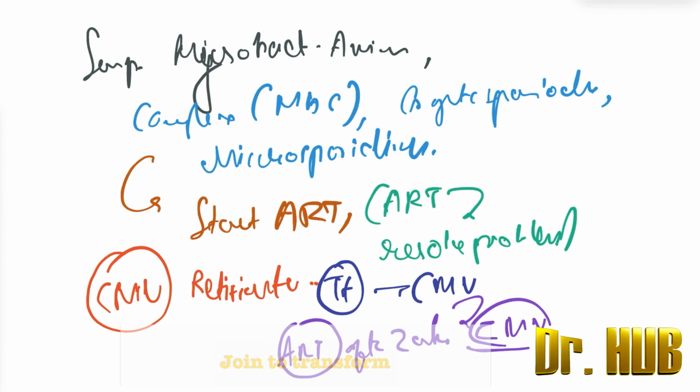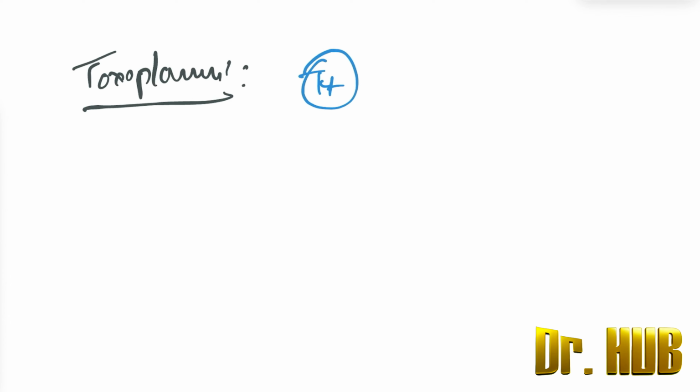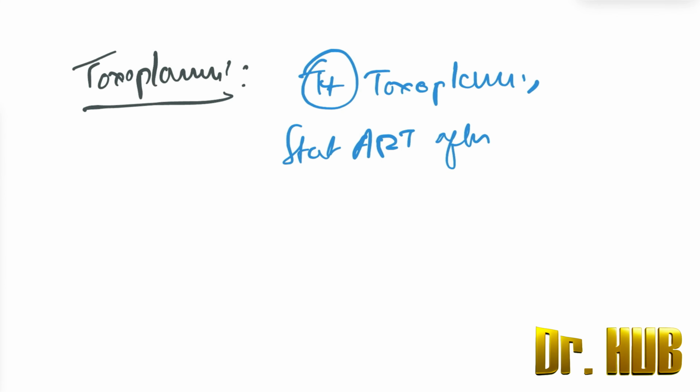Next, we move on lastly to toxoplasmosis. So how do you treat toxoplasmosis? You treat the toxoplasmosis, and then you start the ART. This is after 6 weeks of the treatment, and when the patient is stabilized.